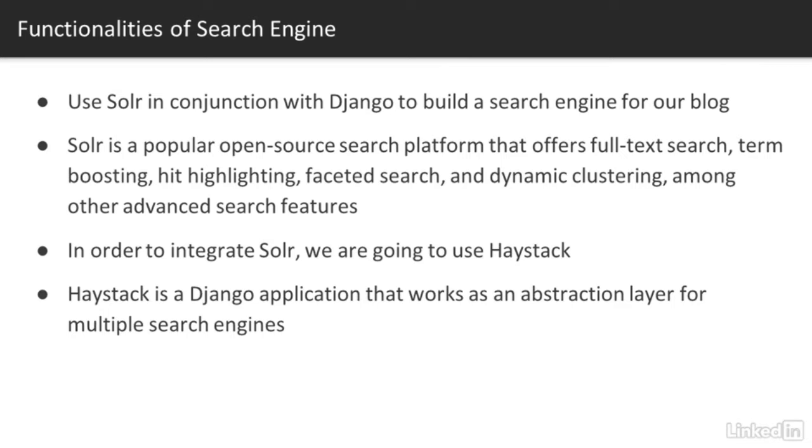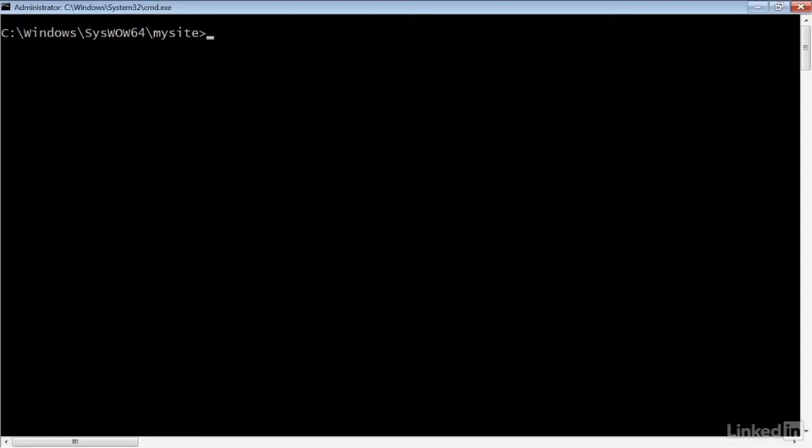Solr is a popular open source platform that offers full text search, term boosting, hit highlighting, faceted search, and dynamic clustering, among other advanced search features. In order to integrate Solr into our project, we're going to use Haystack. Haystack is a Django application that works as an abstraction layer for multiple search engines. It offers a simple search API very similar to Django query sets. Let's start by installing and configuring Solr and Haystack.